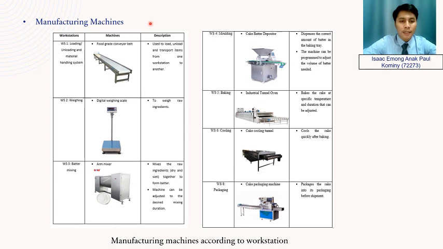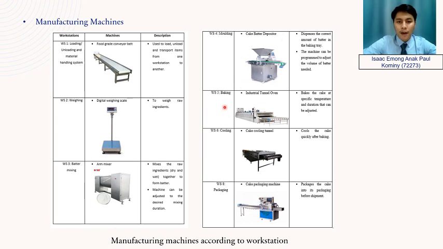In this slide here, the machines used in the respective workstations are shown. For the main material handling system, a food-grade conveyor belt is used, as well as in workstation 1. For workstation 2, where weighing of the raw ingredients occurs, a digital weighing scale is used to weigh them. In workstation 3, for batter mixing, an arm mixer is used to mix the dry and also the wet ingredients together to form batter. In workstation 4, the molding process is done using the cake batter depositor.